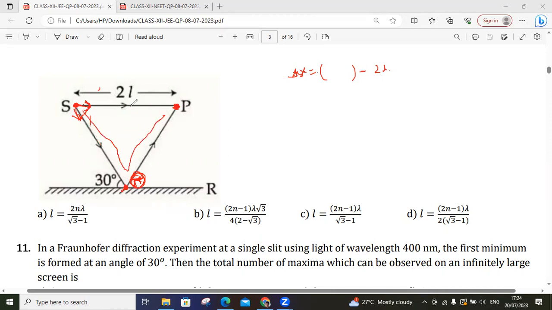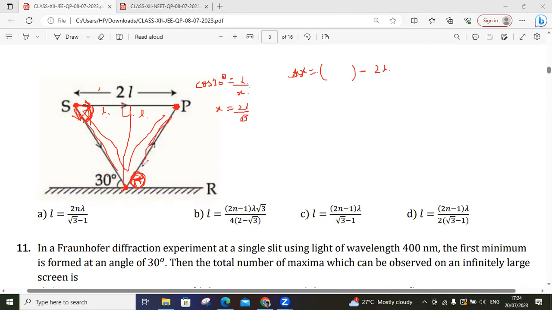Path will be minus. Drop a perpendicular. This will be like this. This will be L. This will be L. This is 30 degrees, so this will be 30 degree. Then this is your hypotenuse, this is your adjacent. So cos 30 is equal to L by hypotenuse. So x is equal to L, cos 30 is root 3 by 2, so 2L by root 3.